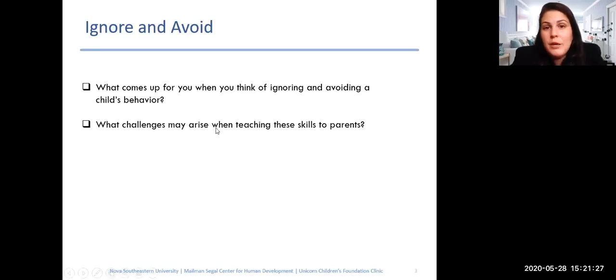So what challenges may arise when teaching these skills to parents? Again, ignore and avoid, I think I've talked about it throughout, but I think it's just being mindful of the difficulties in certain areas for certain parents, where for some this might be simple. It's like, okay, I won't say it anymore. And for others, it might be a little bit more work, a little bit more role plays with them and working on that.